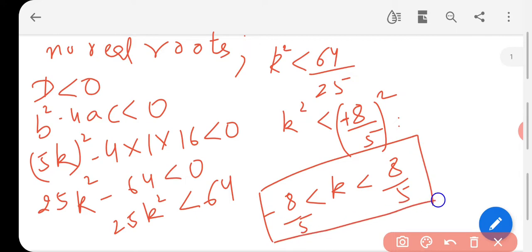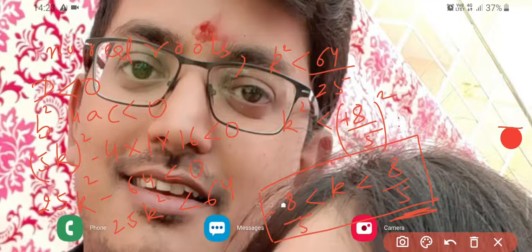अब इसका मतलब क्या है? k की वो सारी वैल्यूज जो माइनस 8 अपॉन 5 से तो बड़ी हैं but 8 upon 5 से स्मॉल हैं. All values of k which are greater than minus 8 upon 5 but lesser than 8 upon 5, all those values of k will make the given quadratic equation have no real roots. I hope this is clear to all of you. Yes or no? Okay, so wait.